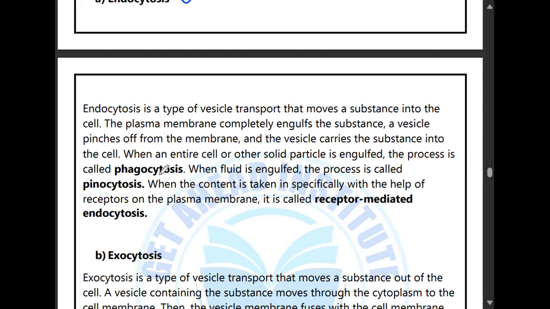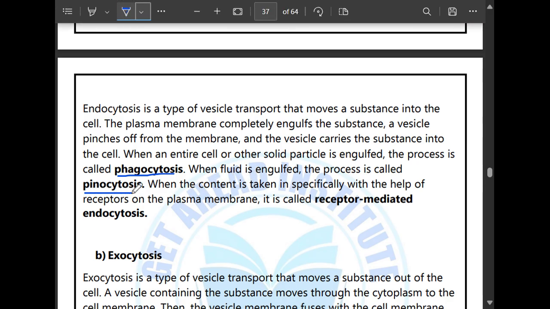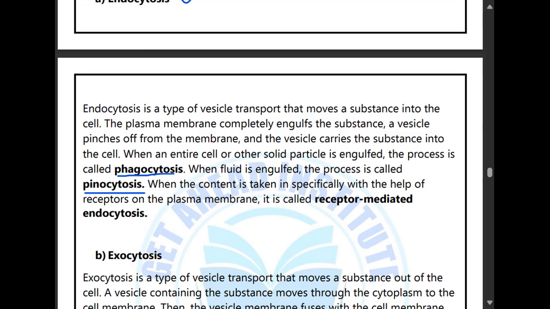Now, when an entire cell or other solid particle is engulfed, that is what we call phagocytosis. Okay? But when a fluid is the one that has been engulfed, that process is what we call pinocytosis. Okay? Then something that is worth taking note of as well is that when the content is taken in specifically with the help of receptors on the plasma membrane, that is what we call receptor mediated endocytosis.